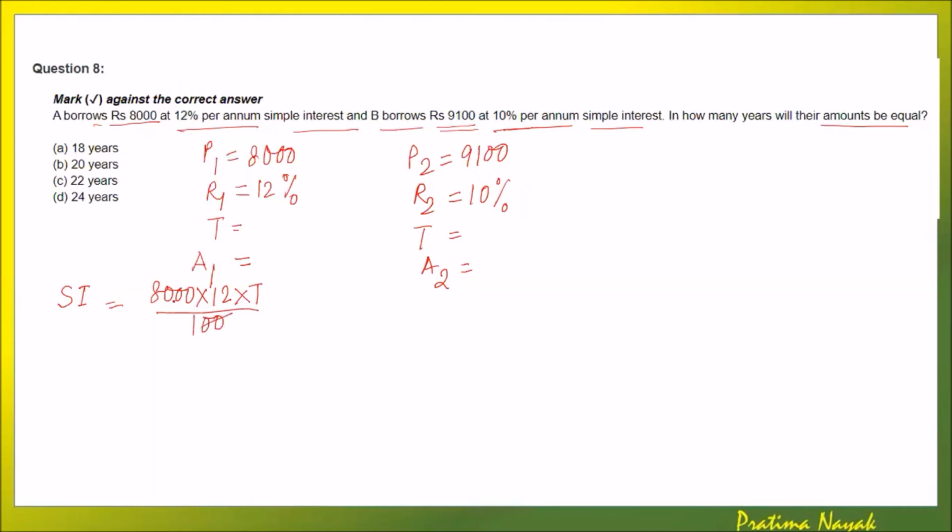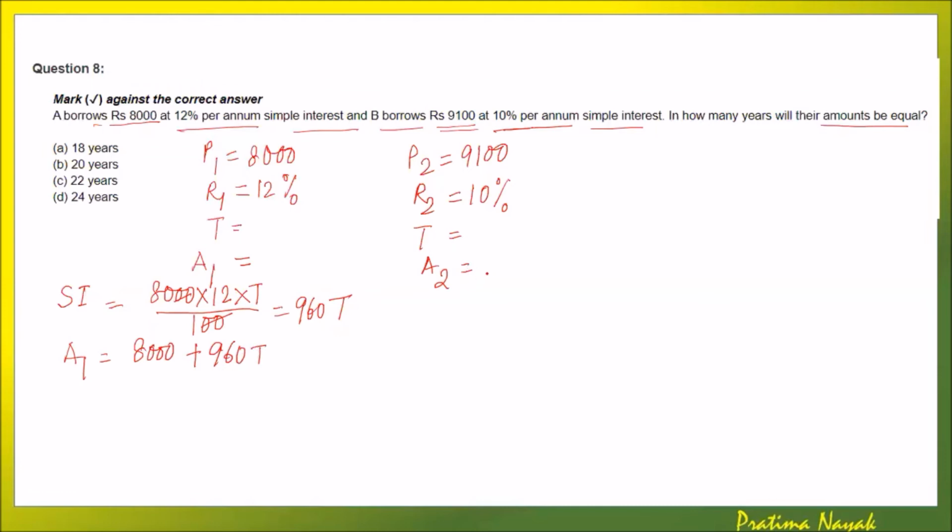I'll cancel these two zeros, so it will be 960. If I multiply 960 into T, that is SI. Then what will be amount 1? Amount 1 is equal to 8,000 plus 960 into T.